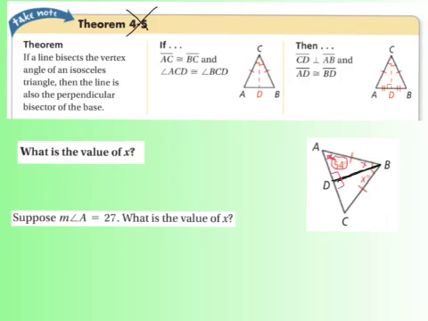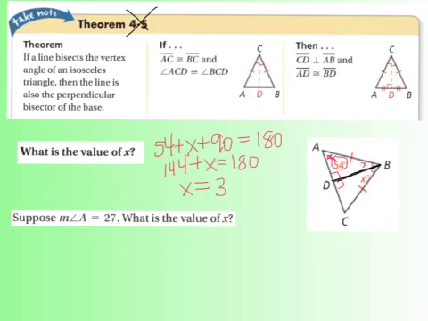Well, you know triangles add up to 180, so I can say 54 plus x plus 90 is equal to 180, and I can solve. So 54 plus 90 is 144, plus x equals 180, and then solving I would subtract 144 from each side, so x would be equal to 36.